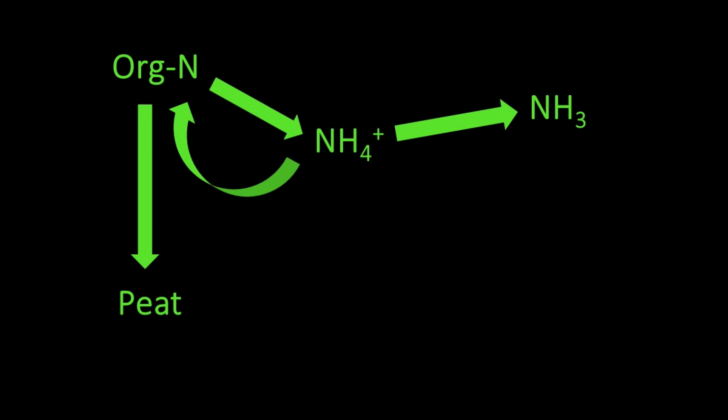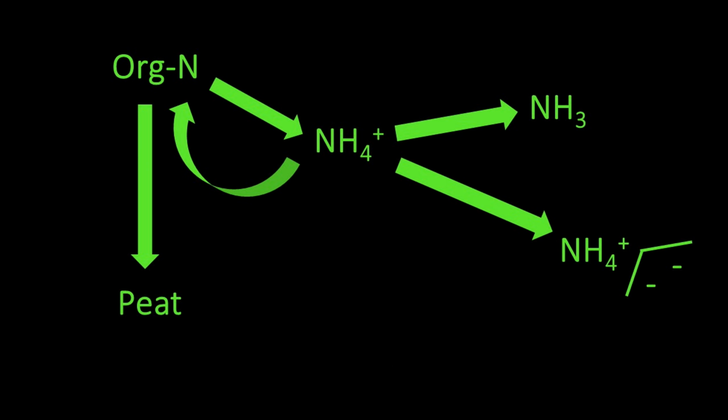Volatilization is the conversion of ammonium to ammonia, and this usually occurs during periods of high pH, usually more than 8. This occurs due to the hydrogen atom getting torn away from ammonium. Ammonium can also be adsorbed to the sediment.